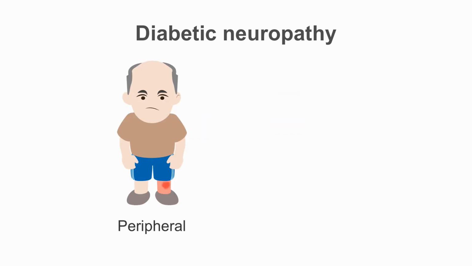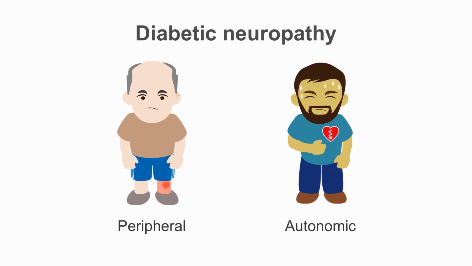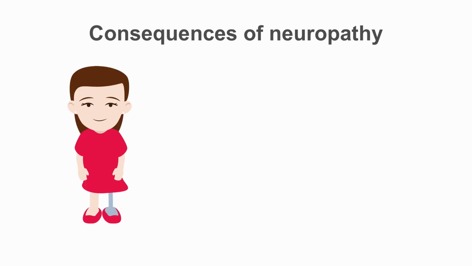Neuropathies can involve peripheral nerves, producing sensory and motor symptoms, as well as autonomic nerves, affecting the function of the cardiovascular and gastrointestinal symptoms, sweat glands, and sexual function. Neuropathies can have a significant negative impact on a patient's quality of life, but the complications of neuropathy can be even more serious. Loss of protective sensation of the feet leads to foot ulcers and amputations.